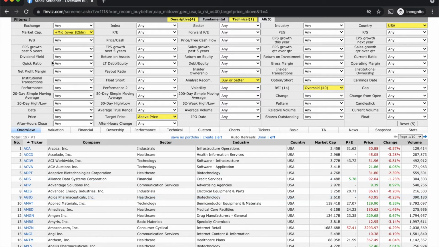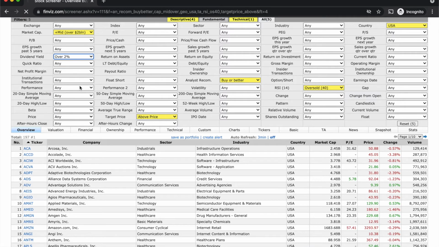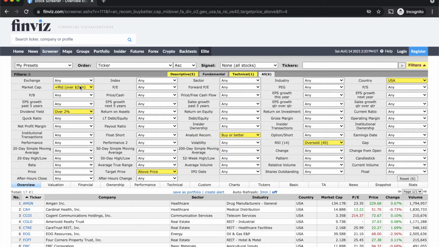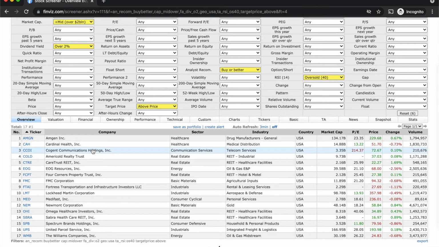So the next parameter that I'm going to set here is dividend yield, and I'm going to select over 2%. Now, if you want a higher dividend yield, then you can even go with over 3%, but I'm going with over 2%. And now you can see we have narrowed down our universe to a total of 17 stocks.